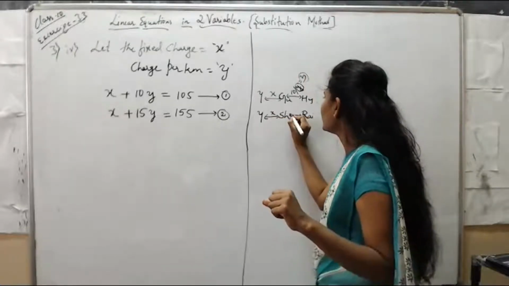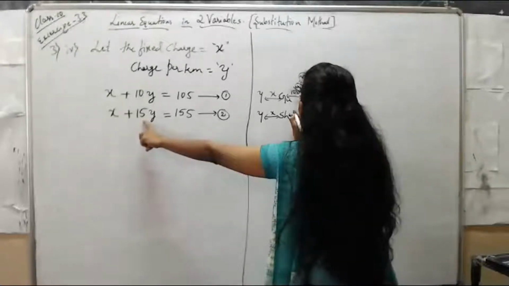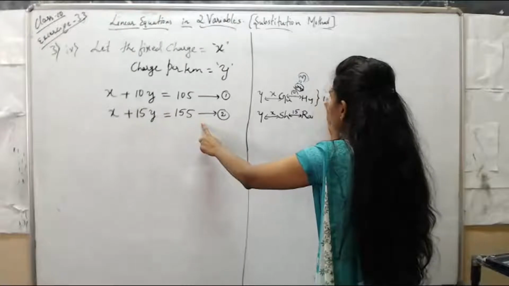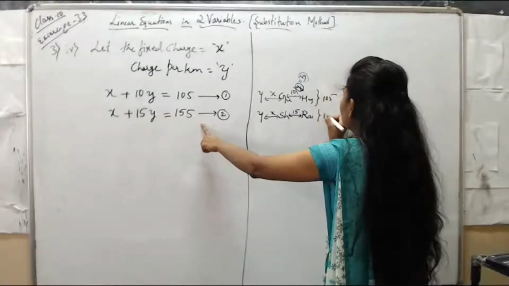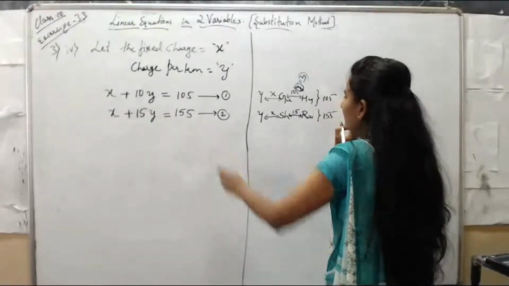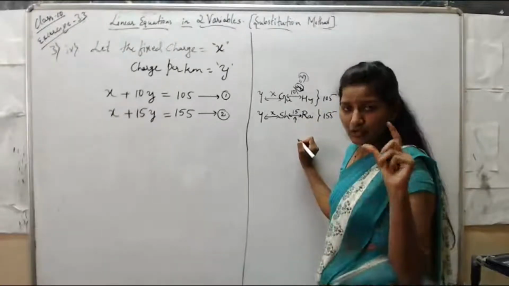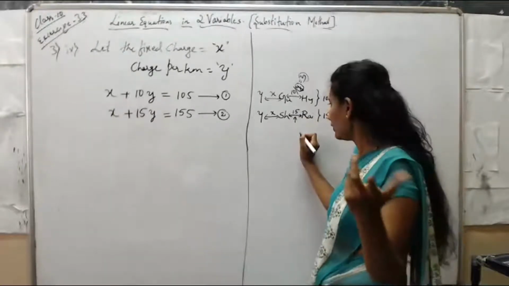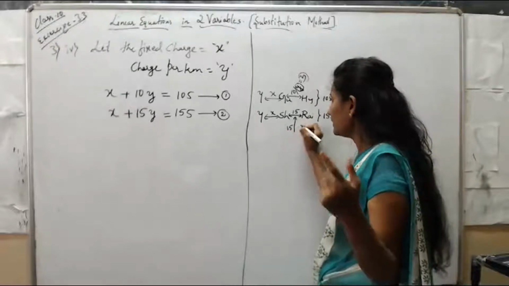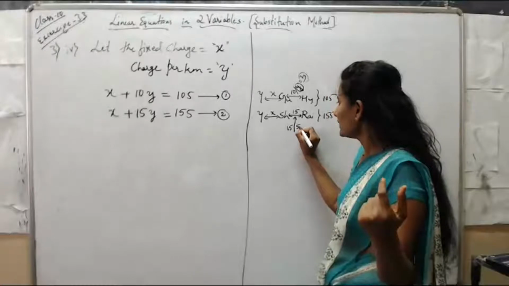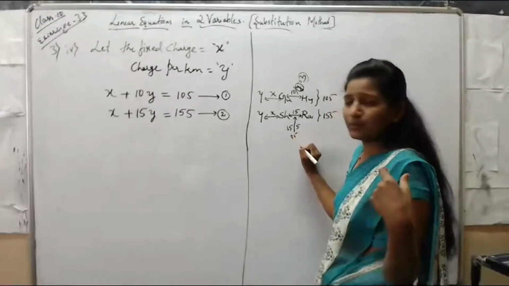From Shahpur to Raichur, how many kilometers are there? 15 kilometers. For both, he has charged. This is 105 rupees, and this is 155 rupees. Understood? Here also, for 1 kilometer, how much has he taken? We don't know. For 15 kilometers, he may charge 5 rupees per kilometer, meaning 15 times 5 is 75 rupees.